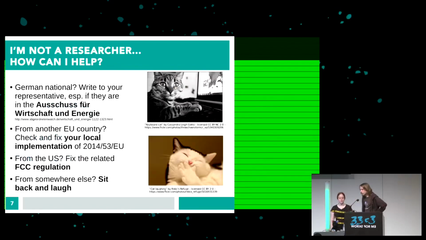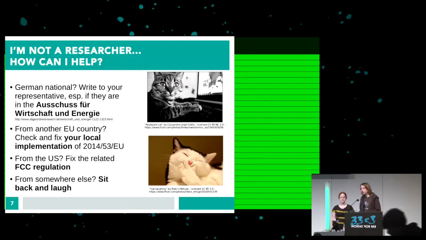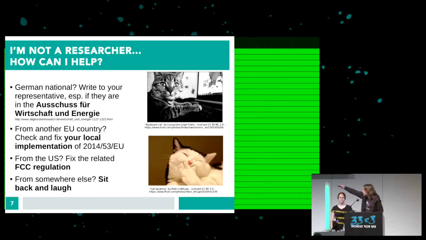If you happen to not be a researcher, there may still be ways in which you can help. If you're a German national, you can write to your representative in the Bundestag, especially if he or she is in the Ausschuss für Wirtschaft und Energie. And there's a very tiny URL here that will give you a list of all the people who are members of that.